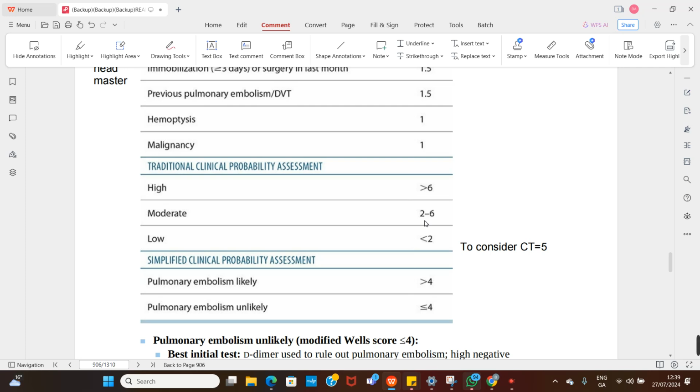If your calculation is 4 and below, PE is not likely. So what you want to do is to do your D-dimer test. That is for your simplified. So most of the time, that's what the exam will require you to do. But sometimes they might be wicked and they want to put some traps.